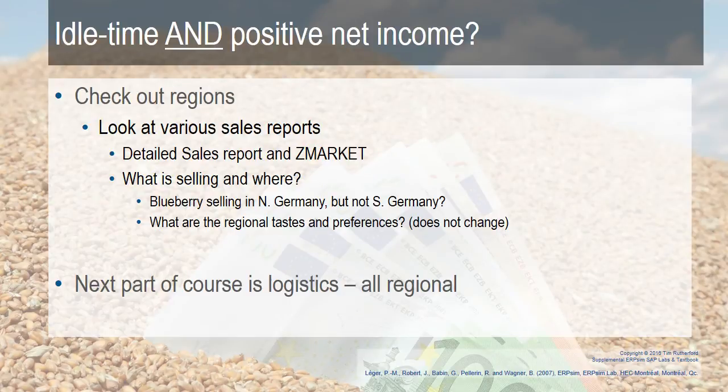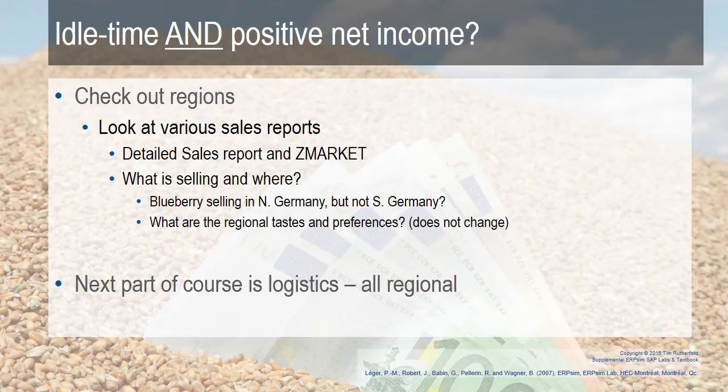The detailed sales order report has a lot more information compared to the Z market. What's selling where, maybe blueberry selling in northern Germany but not in southern Germany. That's an interesting thing for you to note for coming up with a strategy, but it also factors right into the logistics in the next part.